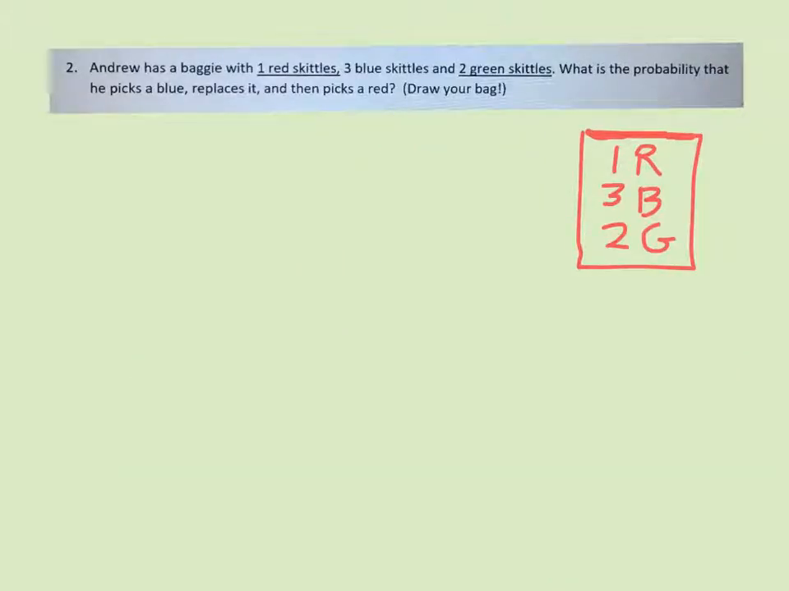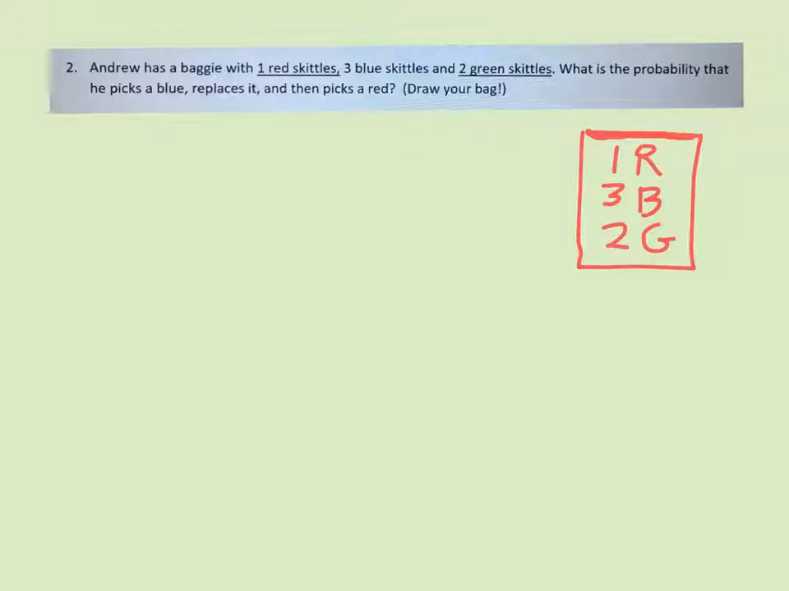All right, problem 2. Andrew has a baggie with 1 red Skittle, 3 blue Skittles, and 2 green Skittles. And I drew my bag right here. 1 red, 3 blue, 2 green. Always draw a picture for your problem. What is the probability that he picks a blue, replaces it, then picks a red? So again, if we take one out for a second event, we're going to replace it before we draw the second Skittle out.